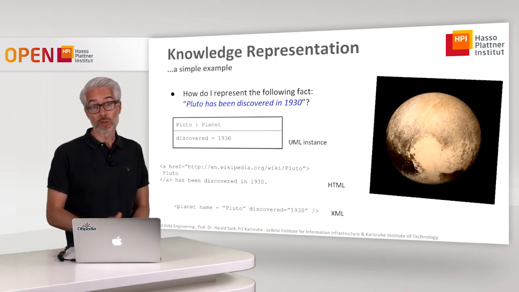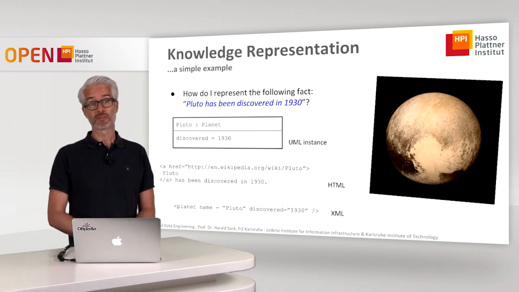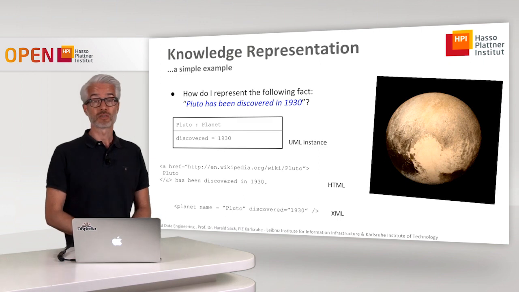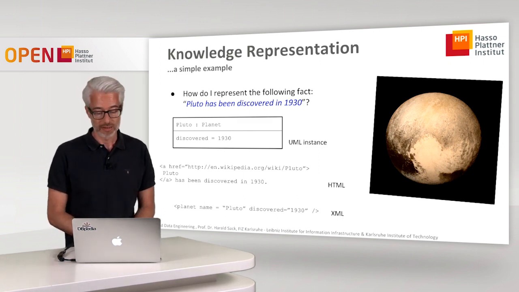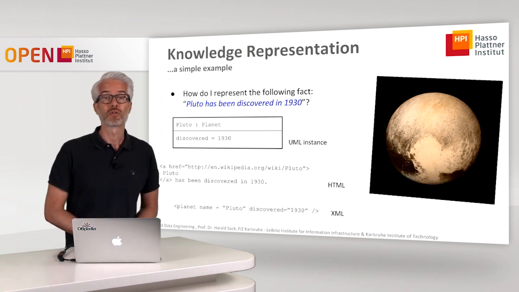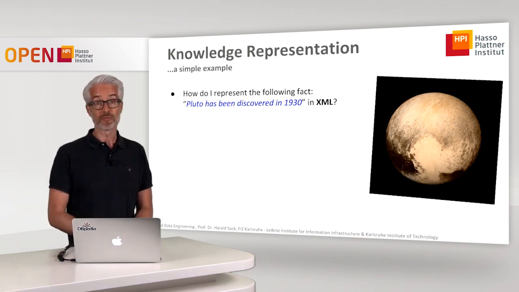What else? Try it in XML, which is the extensible markup language. There you have several possibilities to express the fact. One of them is here. You define planet and you give it two properties. First you have an attribute name, which has the value Pluto, and you have an attribute discovered, which has the value 1930. And you mean by that that Pluto has been discovered in 1930 and Pluto is a planet. Quite nice. But even in XML you have several possibilities to express exactly this same fact.